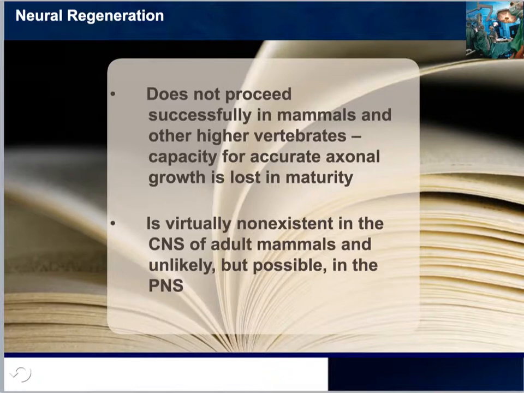It is important to note, however, that we do have a capacity to regrow when we are in earlier developmental stages. However, once these neurons reach maturity, then regeneration is almost impossible in the CNS of adult mammals. And so when we look at the CNS, we know that it's a no-go. But if we look at the PNS, the peripheral nervous system, it may occur, and that's kind of like a 50-50 chance of this occurring.